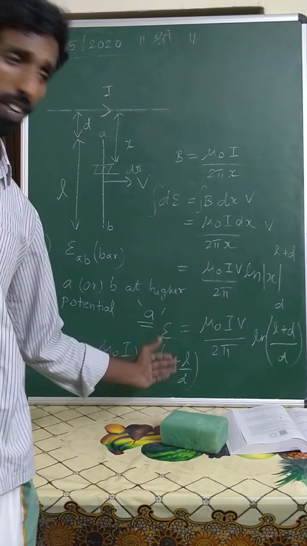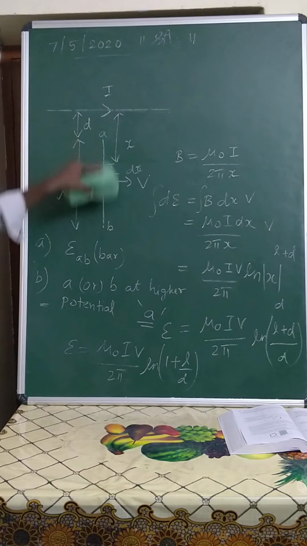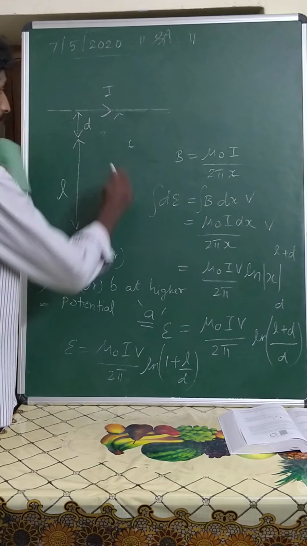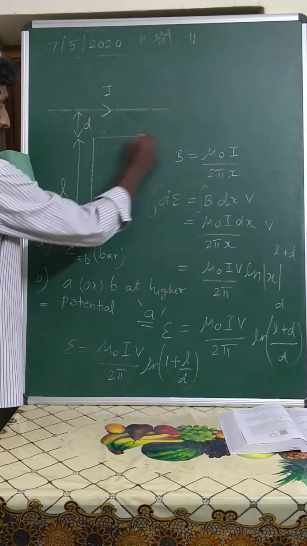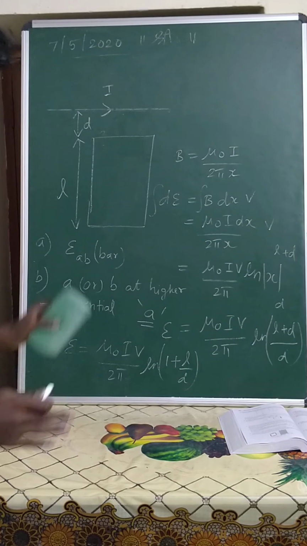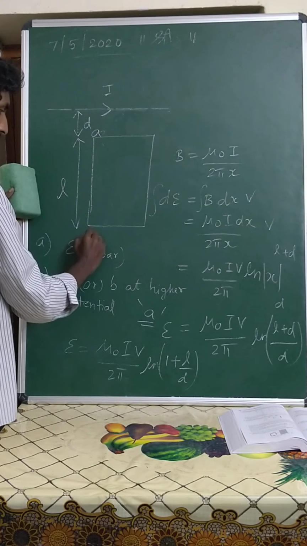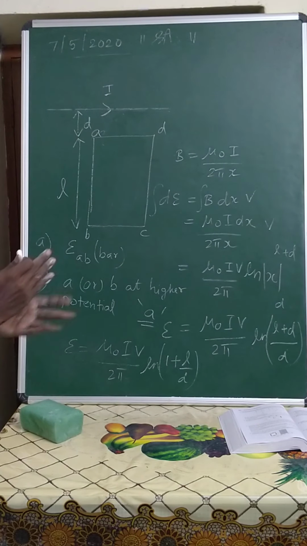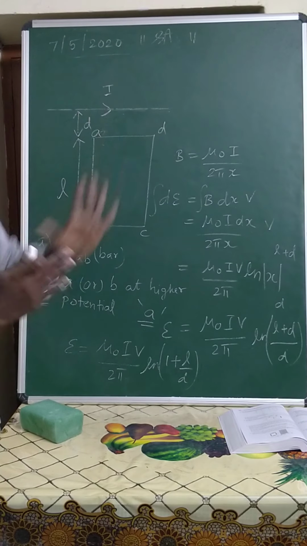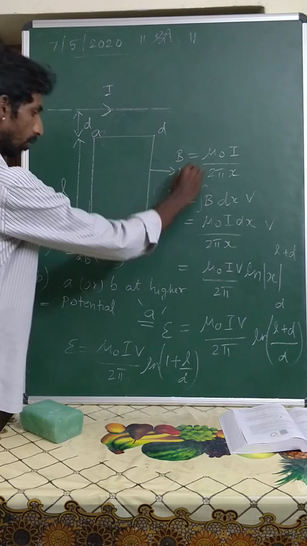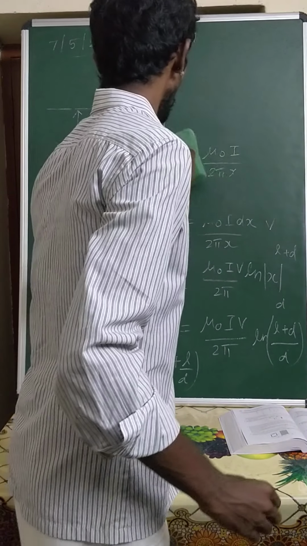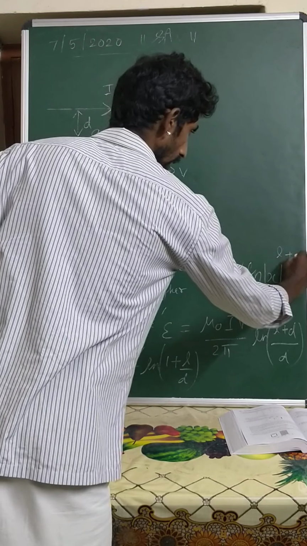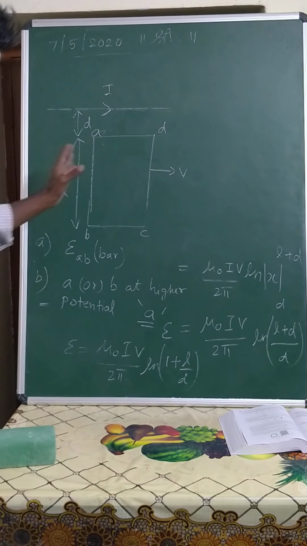The same question is asked. Suppose the same current carrying wire is replaced by a rectangular loop of sides A, B, C, D, and the distance is D. Same thing here: instead of a conductor, we are having a loop. If you move the loop with a velocity V, now what happens to the EMF induced in this loop?